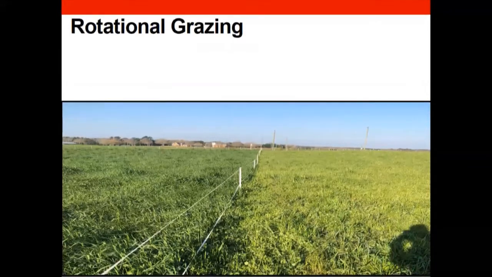Also, it's important to rotationally graze just to help maintain the plant maturity that you want, so you can decrease the amount of lignin and increase your digestibility of the forages that you have out there.